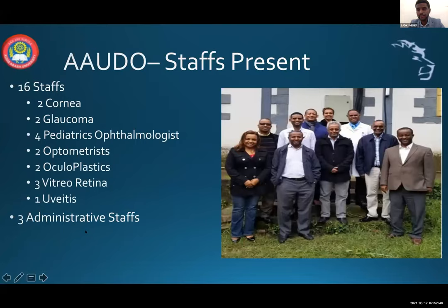So here are the staff in the department. We have two cornea surgeons, two glaucoma. When we started the collaboration, we were only two. Now two of my colleagues have joined us. So we have four pediatric ophthalmologists.